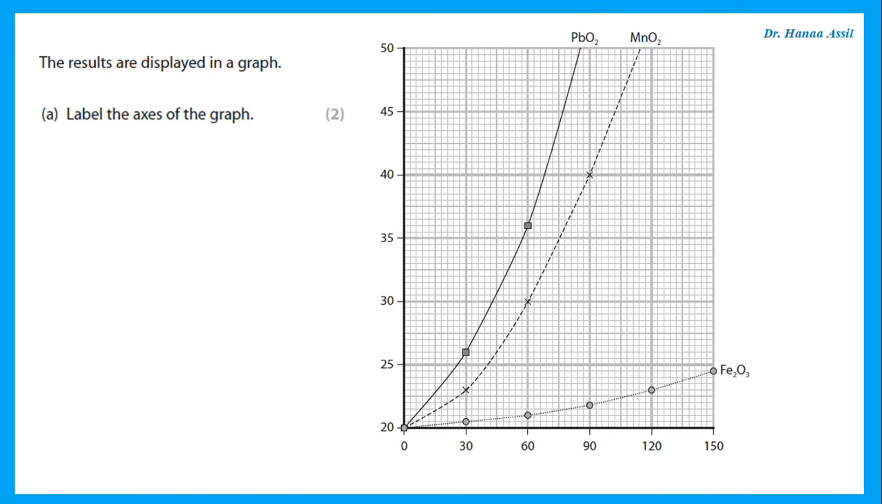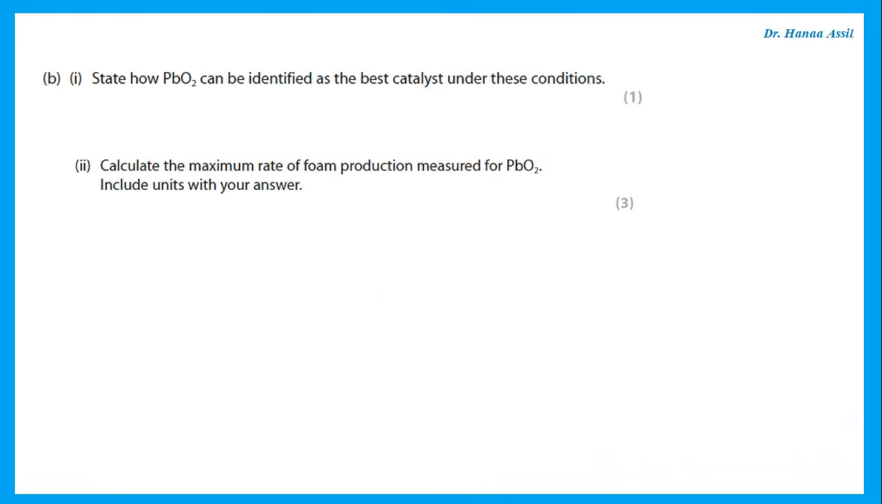So, we have these results with 3 different catalysts, and we're told first to label the axis of the graph. If we're trying to measure rate, what are we measuring? Time in seconds on the x-axis and the volume of H2O2 and foam in centimeter cubed on the y-axis.